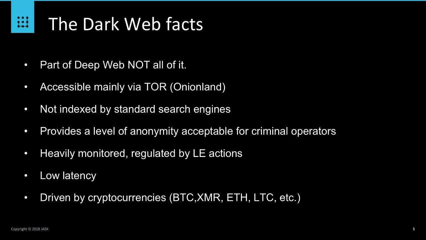So some of the dark web facts. It's part of the deep web, but not all of it. Accessible mainly via Tor, which is what they call Onion land. Not indexed by standard search engines. There is actually DuckDuckGo can search within the dark web. Facebook, I believe, has an onion site as well. It provides a level of anonymity acceptable for criminal operators. Heavily monitored and regulated by law enforcement actions. It has very low latency.